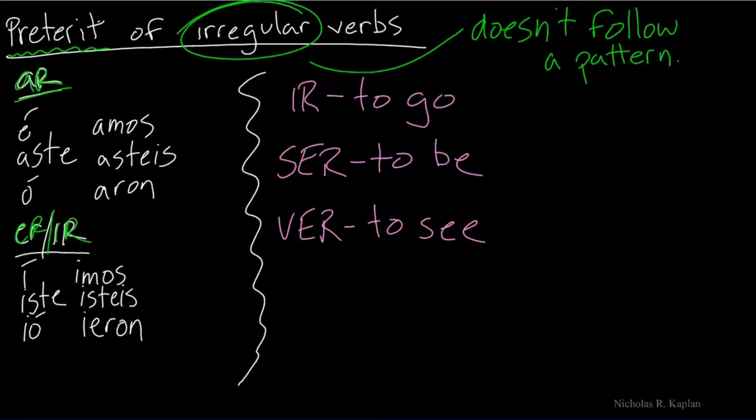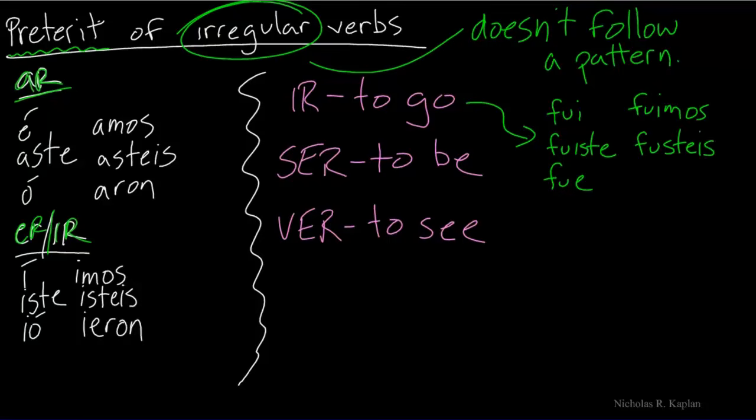Alright, so let's start with ir. Ir means to go, so in the preterit it would say like I went. And to conjugate that one, and again conjugating is a fancy way of saying changing, to conjugate ir in the preterit, we have fui, fuiste, fue, fuimos, fuisteis, fueron. So there's no good way to tell you how to remember this. You just have to memorize.